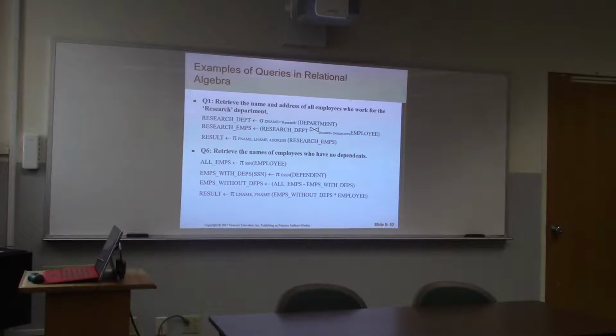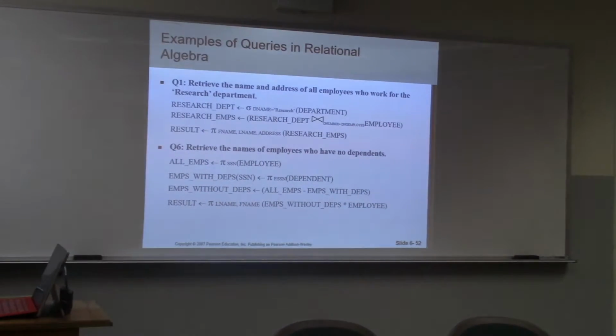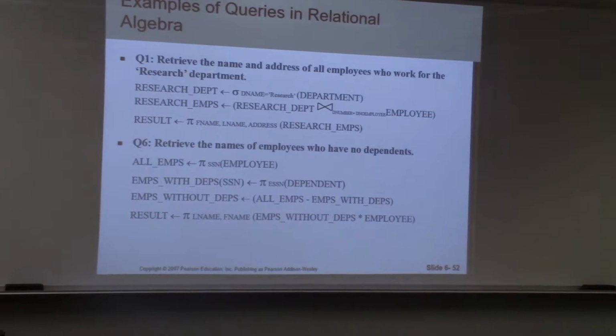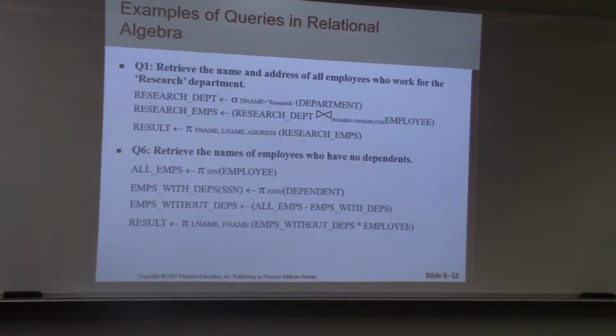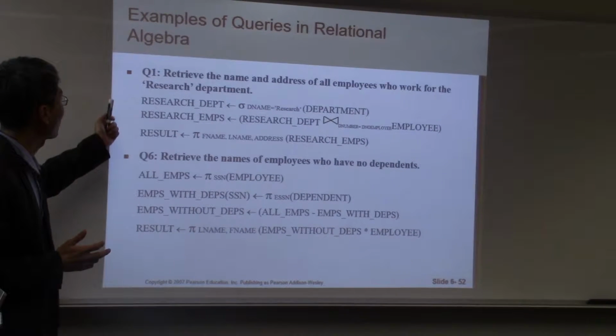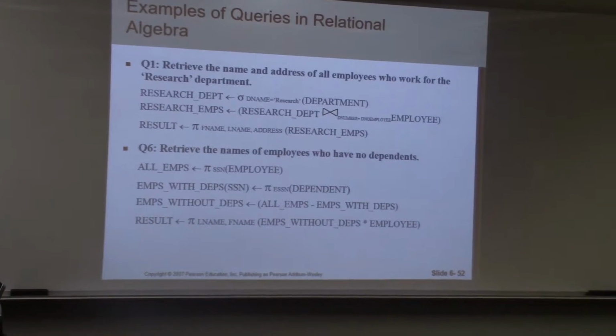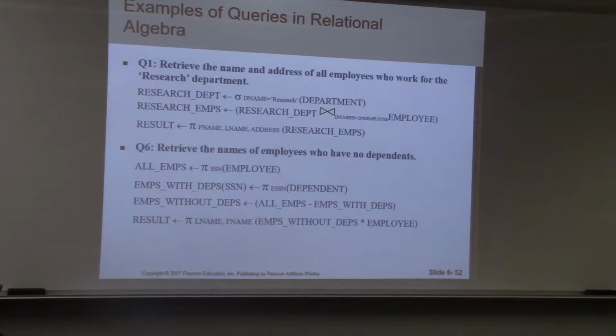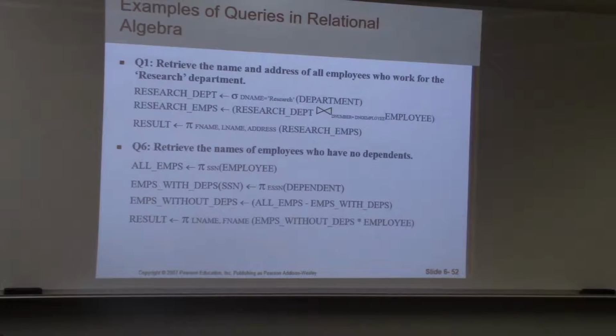These are the two simple examples that we discussed at the end of the last class. For example, in Query 1, we took the name and address of all employees who work for the research department. This is the query that you are going to use in your database application.